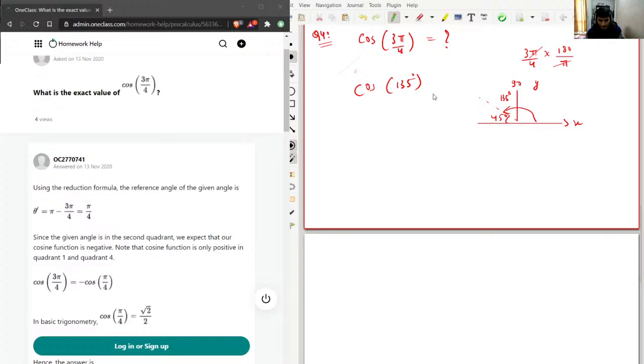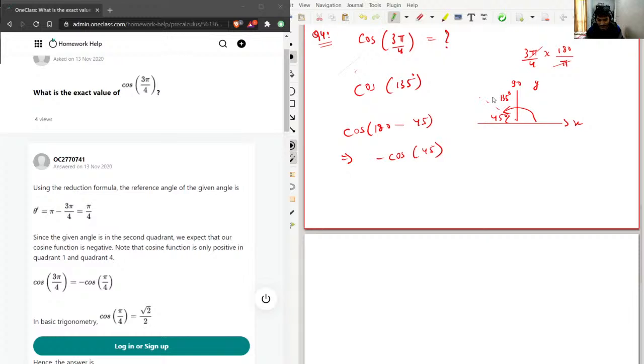Now I can write 135 as cos of 180 minus 45, and this will become negative of cos of 45. So basically, if you don't know whether we'll be getting a negative value or not, you can just write the value of cos 45, and see in which quadrant the angle is lying.